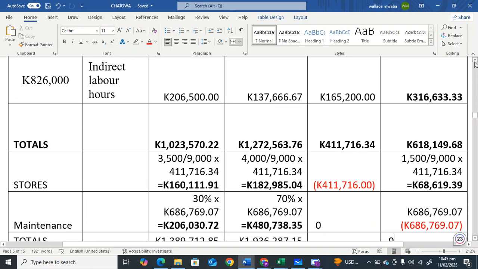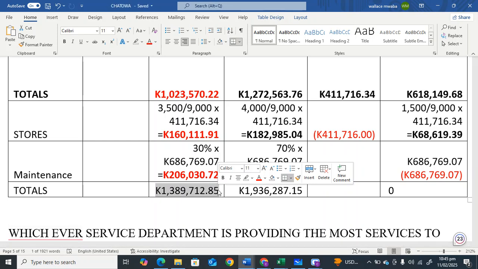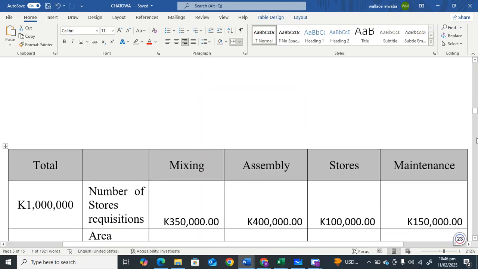Okay. So for mixing, 1,023,570.22 plus 160,111.91 plus 206,030.72. When you add these figures, you get the new total overhead for the mixing department. Which department is this one? Mixing, yes.